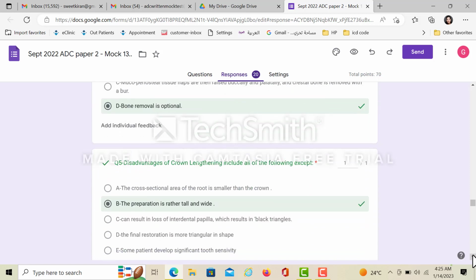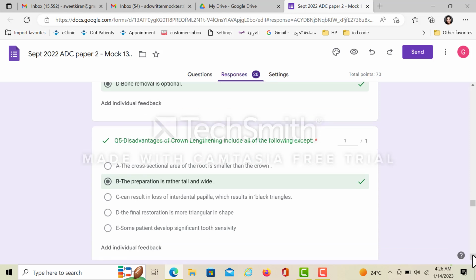Now, disadvantages of crown lengthening include all of the following except, meaning what is not a disadvantage. Option B, the preparation is tall and wide, is actually an advantage, which is what you want. So that is not a disadvantage. Let's see what the disadvantages are though. The cross-sectional area of the root is smaller than the crown. That is true. It can result in loss of interdental papilla. Again, true. The final restoration is more triangular shape. That is true because in clinical crown lengthening, as the tooth goes apically, it becomes narrower and narrower. So the final restoration obviously would be more narrow and triangular in shape.